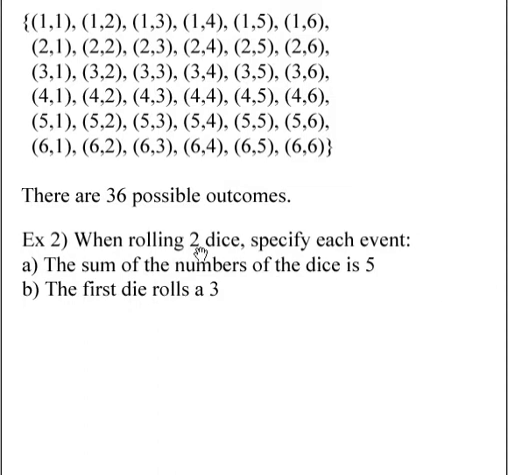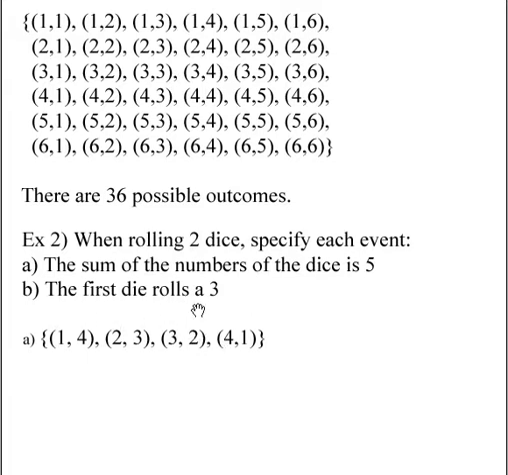We're going to roll 2 dice, specify for part A the sum of the numbers of the dice equals 5. So what we need to do is look through the list and find all the ordered pairs, in this case, where we get a sum of 5. And that would be, we could get a 1 on the first die and a 4 on the second die. Conversely, we get a 4 on the first die and a 1 on the second die. Or we can get a 2 with a 3, and then we could also get a 3 with a 2. So there are 4 possibilities in this particular event.